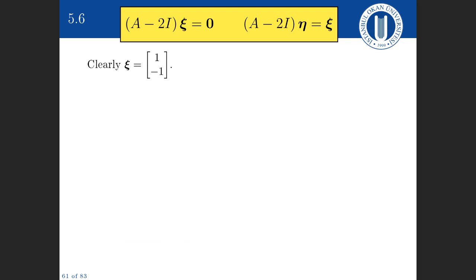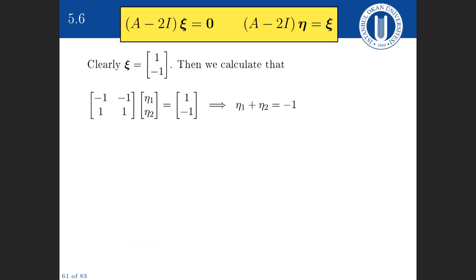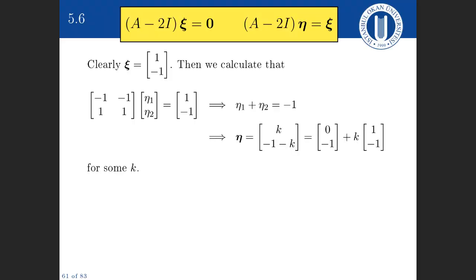Then we want to use the second equation to calculate an eta. So we want the matrix (-1 -1; 1 1) multiplied by (eta 1, eta 2) to be equal to the eigenvector (1, -1). From this, we see that we must have that eta 1 plus eta 2 is equal to minus 1. So general eta must be some number k and then minus 1 minus k. Or we can split this up into two: a vector (0, -1) plus k multiplied by (1, -1) for some k.